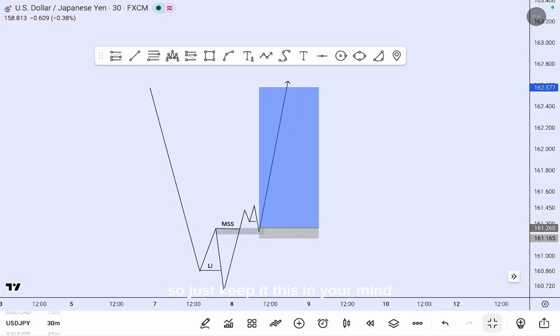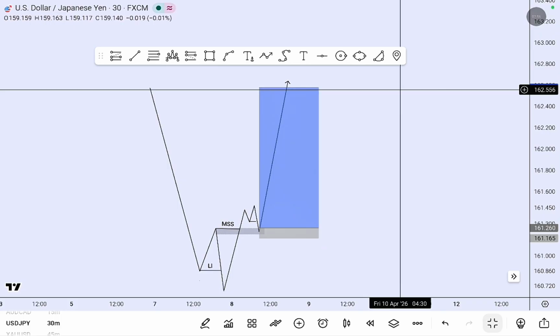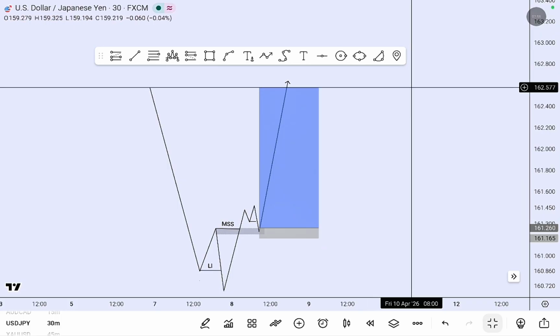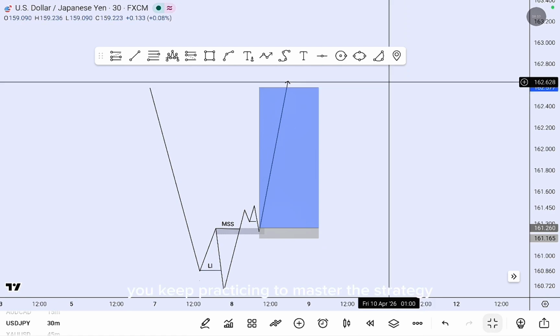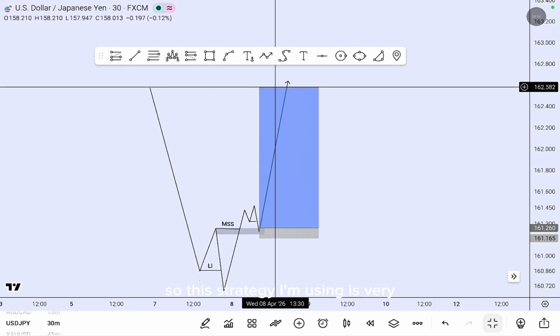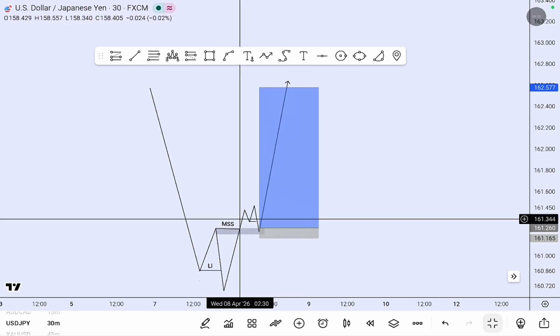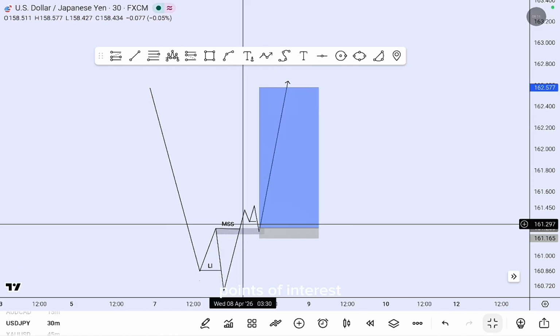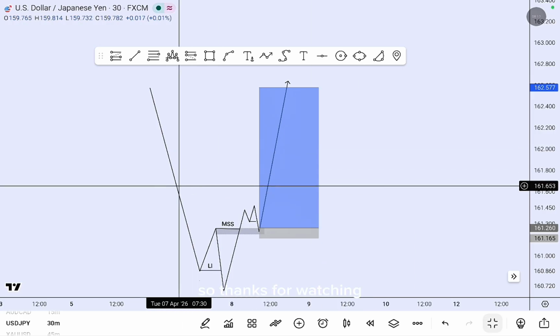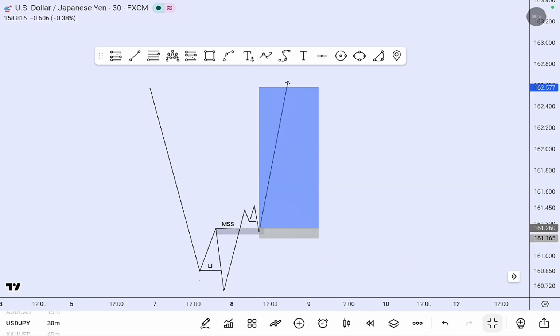So just keep this in your mind that whenever you master one strategy and it's worked for you, just keep using it, keep backtesting. You keep backtesting till you master the strategy. So this strategy I'm using is very, very simple. Structure, liquidity, points of interest.